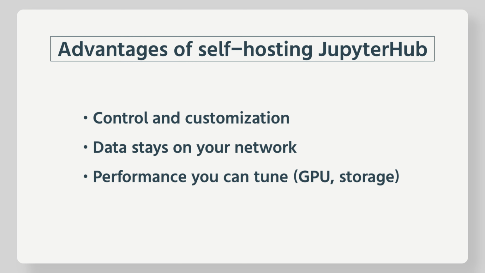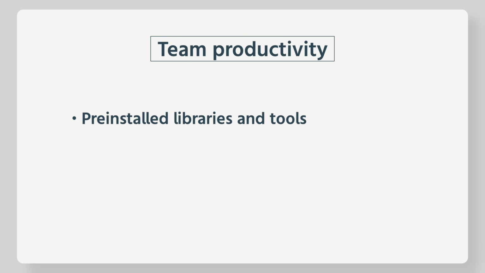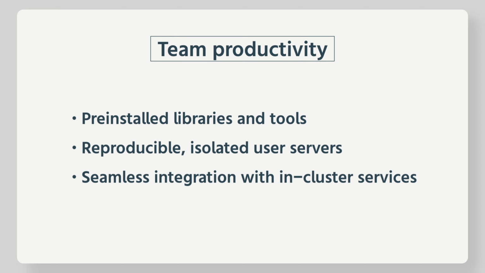To wrap up, let me come back to why running JupyterHub on your own Kubernetes cluster is powerful. You control the images, profiles, and spawner configuration, so each team gets exactly what they need. Your data never leaves your network, which simplifies compliance and lowers latency. And you can tune performance, share GPUs, pick the right storage, and size resources for your workloads. Pre-baked images and profiles make environments one click. Each user gets an isolated, reproducible server that's easy to roll forward or back.